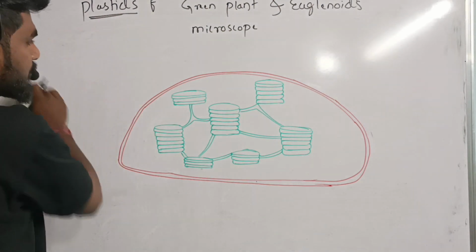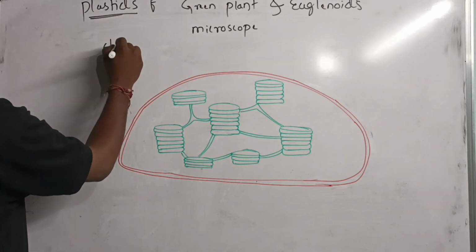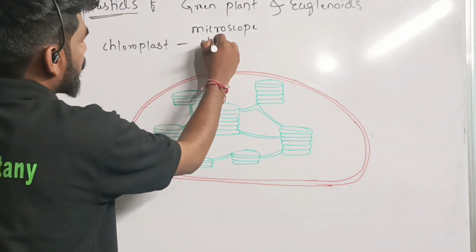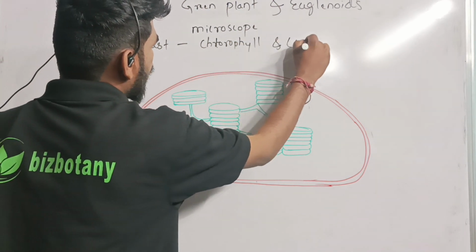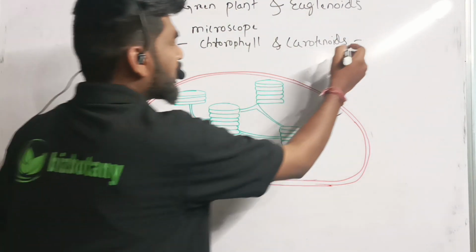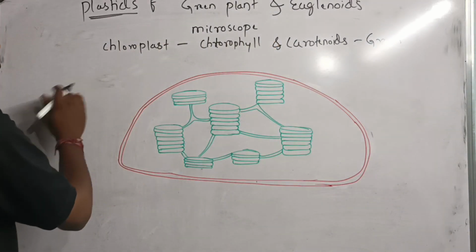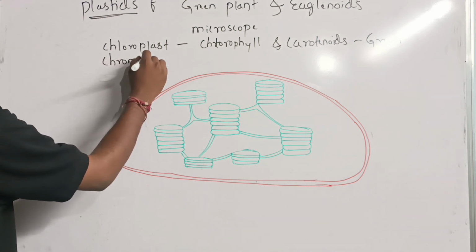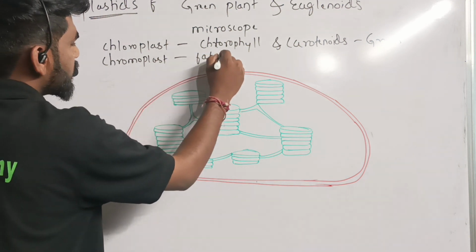Some pigments which are present in the plastids: first, they are nothing but a chloroplast, which contains a chlorophyll pigment and carotenoids, which imparts a green color to the plants. Second type of plastid is nothing but a chromoplast, which contains fat soluble carotenoids.